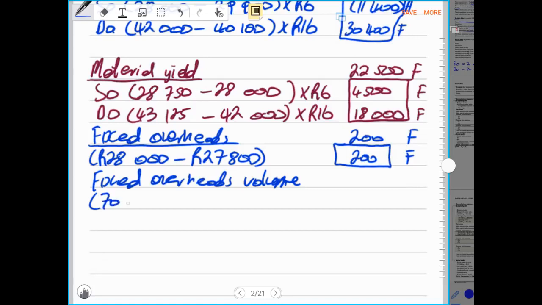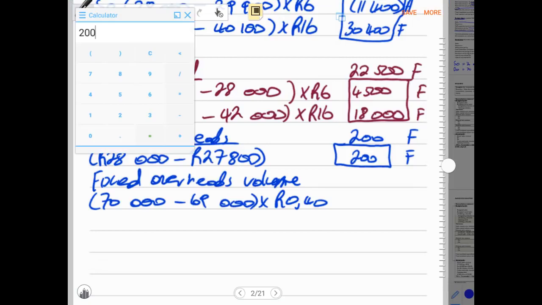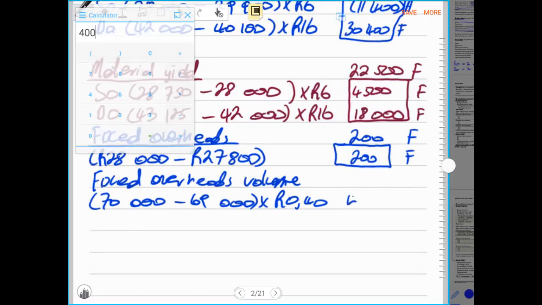We have 70,000 minus 69,000, times that by 40 cents. Then we see now our variance will be 70,000 minus 69,000, and we times that by 0.40, and this will give us a variance of 400. It will give us a variance of 400 rands.